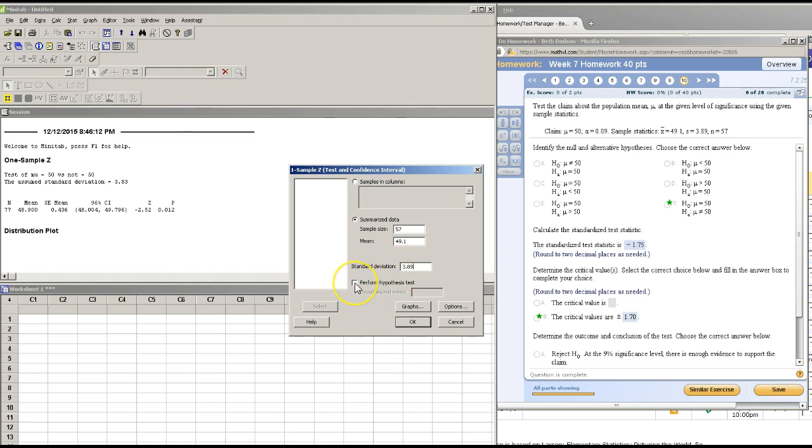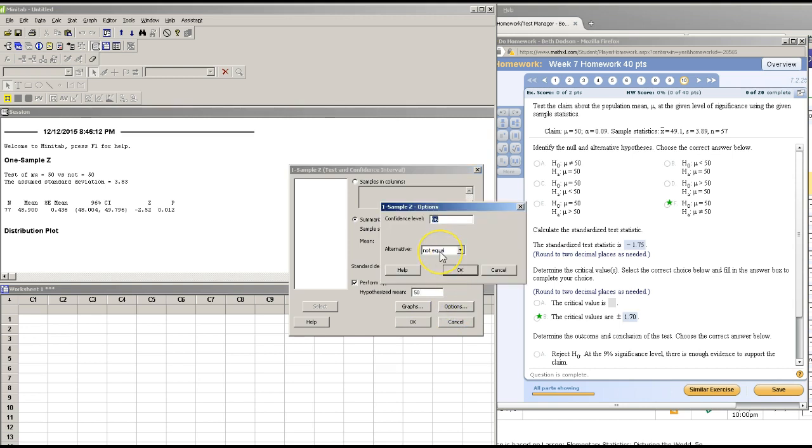And then we want to tell Minitab to perform that hypothesis test, because that's what we're actually doing. Now the hypothesized mean is your claim. That's what we're claiming, that's what we're testing. And we need to tell Minitab that that's what it's comparing the sample against. That's kind of the bar against which it's comparing everything. So the hypothesized mean is 50. And then you need to go under Options and tell it what your alternative value is, what that inequality is. And in this case it's not equal.